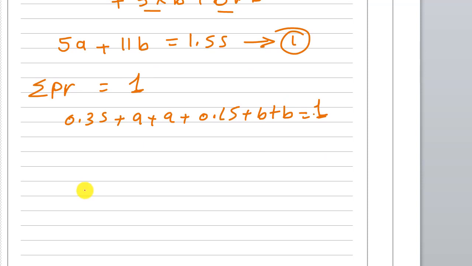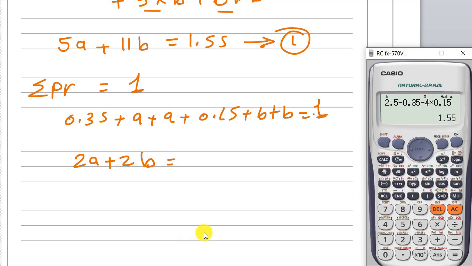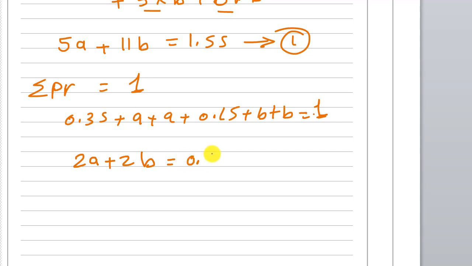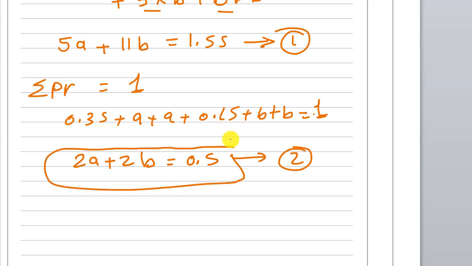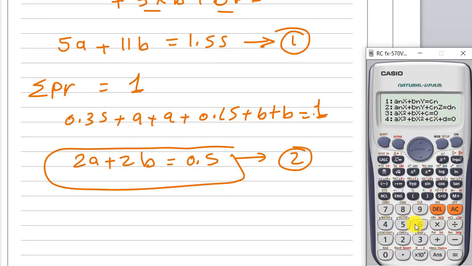So the second equation, 2A plus 2B is equal to 1 minus 0.35 minus 0.15, half. So it's equal to 0.5. And this is our second equation. Let us solve both equations to find A and B. Now 5 enter, 1 enter, 1.55 enter, and then 2 enter, 1 enter, 0.5 enter.